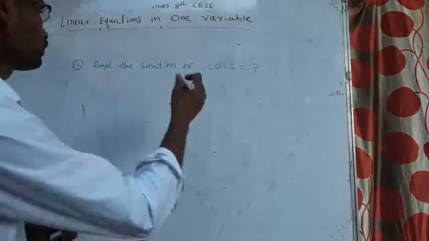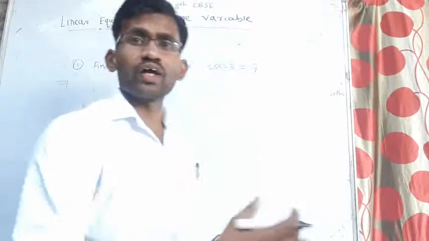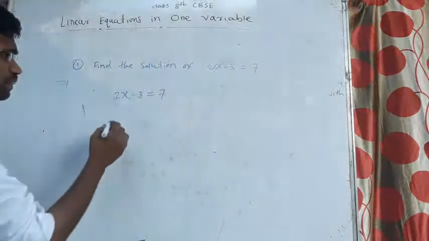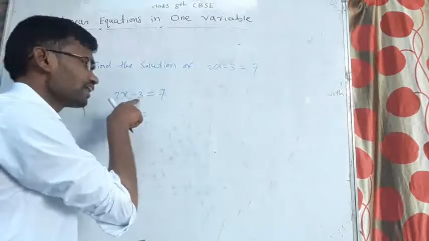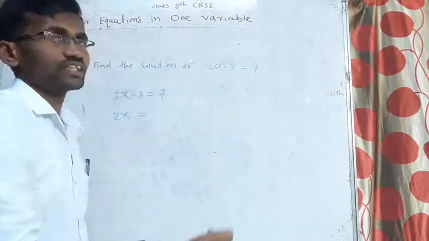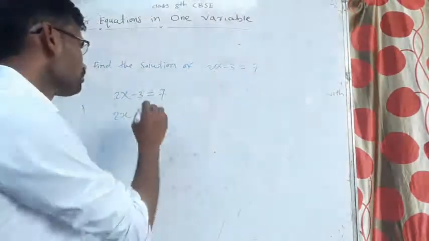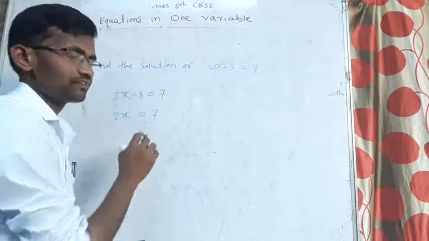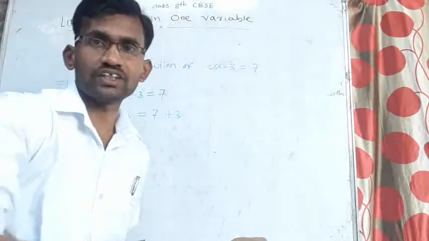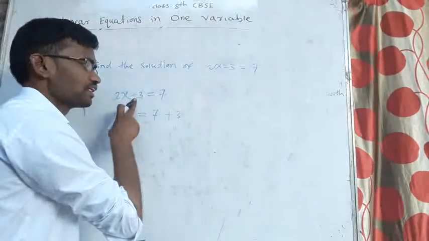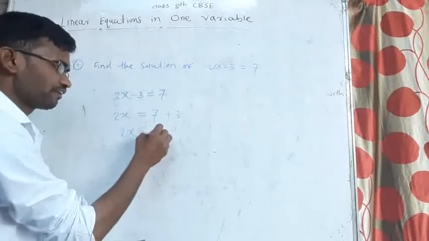Now, what is given? 2x minus 3 is equal to 7. Whatever is given, you have to write as it is. After that, 2x as it is, equal to again as it is. Now minus 3 transposing to the RHS. Minus 3 transposing to the RHS becomes plus 3. 7 keep as it is, minus 3 with side change becomes plus 3. So 2x is equal to 7 plus 3, 10.